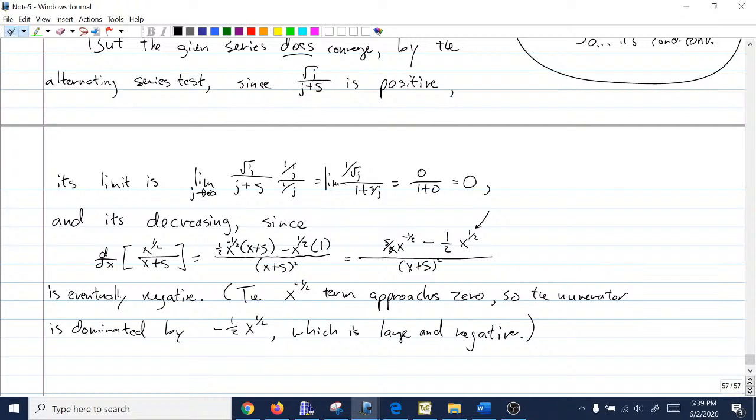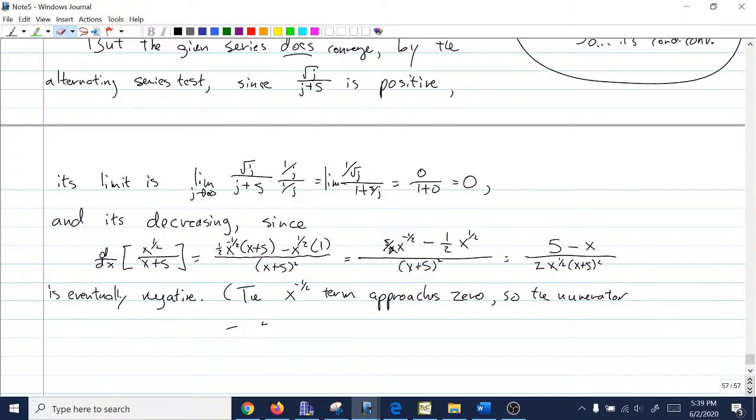Let's try and come up with a better reasoning for that. If I multiply the top and bottom by 2x to the 1/2, I get 2x to the 1/2, x plus 5 squared. And what am I left with on top? 5 minus x. Yeah, 5 minus x is eventually negative without any explanation needed. Cool.